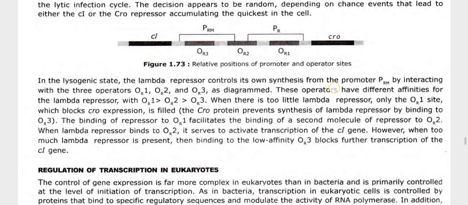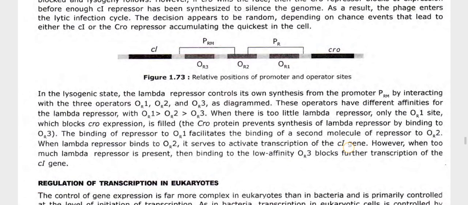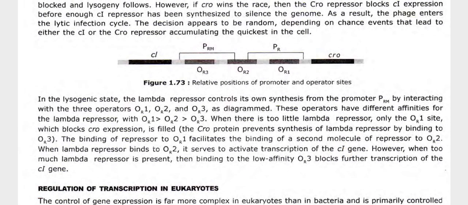In the lysogenic state, the lambda repressor controls its own synthesis from the promoter PRM by interacting with three operators. These operators have different affinities for the lambda repressor. When there is little lambda repressor, only the OR1 site, which blocks CRO expression, is filled. The CRO protein prevents synthesis of lambda repressor by binding to OR3. The binding of repressor to OR1 facilitates the binding of a second molecule of repressor to OR2.